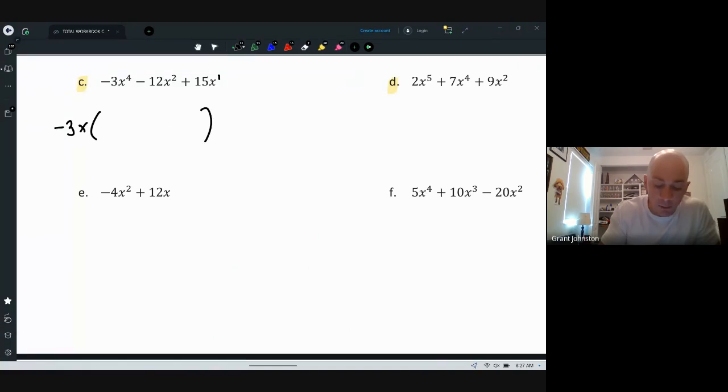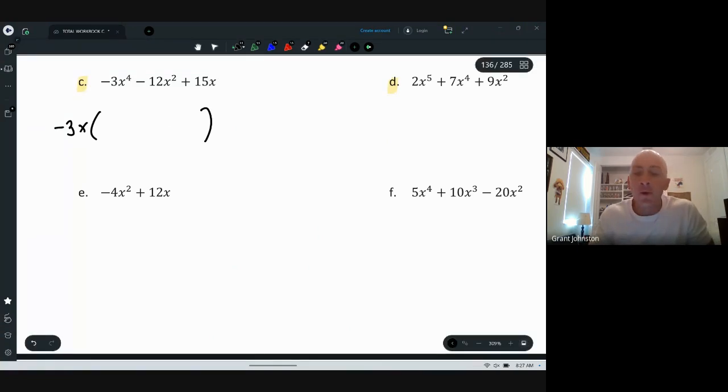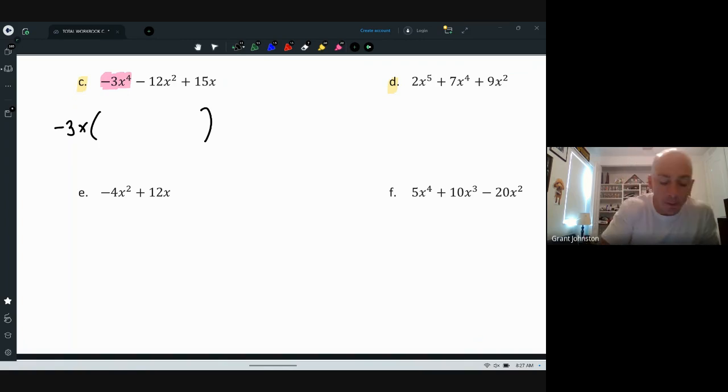Okay, I'm going to set up my parentheses. So now I'm thinking, okay, this term here, what would give me the -3x to the fourth? So -3x times what would give me -3x to the fourth? That would be x to the third, just 1x to the third. Again, if I multiply -3x times x to the third, that would give me -3x to the fourth.